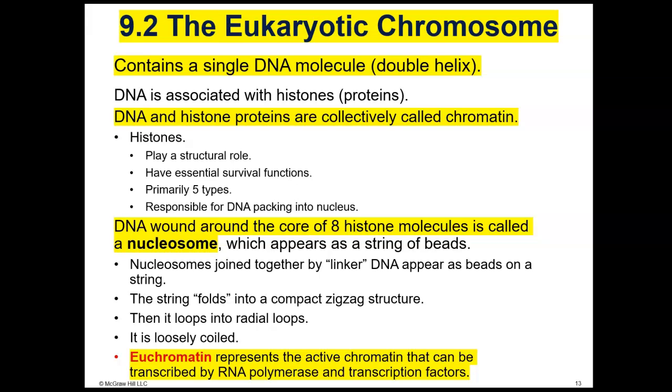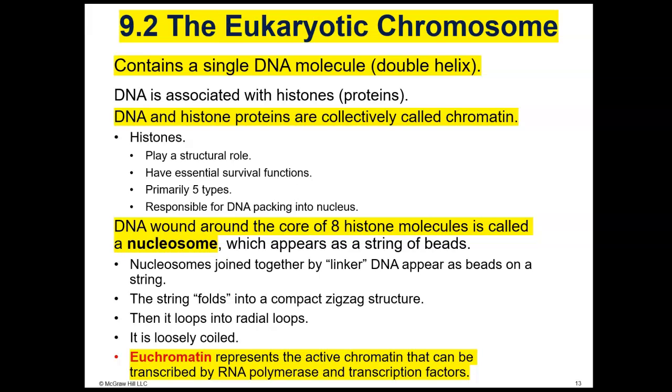So once that DNA is wound around the core of 8 histone molecules, we call that a nucleosome. And nucleosomes join together and form what we call euchromatin. Eu meaning true. Euchromatin represents active chromatin that can be transcribed by RNA polymerase and transcription factors.